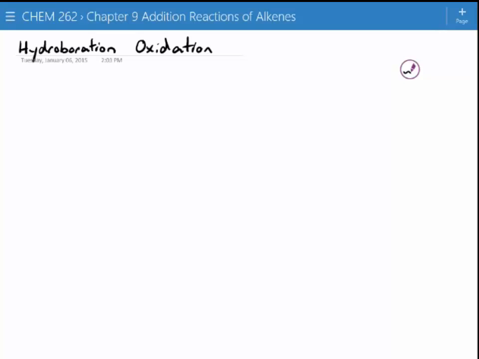Hydroboration oxidation is a pretty neat reaction because all of the additions we've seen so far followed the Markovnikov addition rules, right? We were always adding our nucleophile onto the more substituted side of an alkene. However, that's not always useful for us. Sometimes we need to get the alcohol added to the opposite side or the less substituted side of an alkene. So hydroboration oxidation is used for anti-Markovnikov addition reactions, meaning we're going to add our nucleophile to the less substituted side.